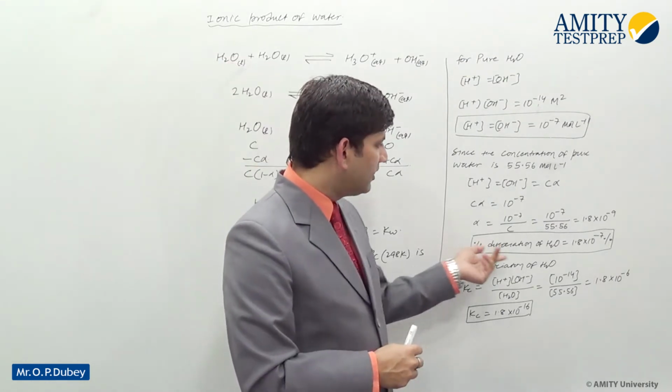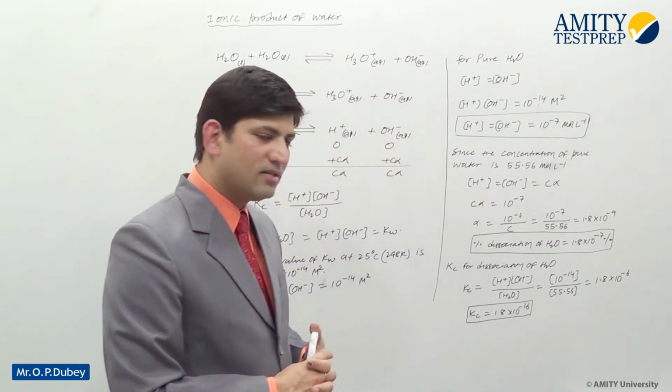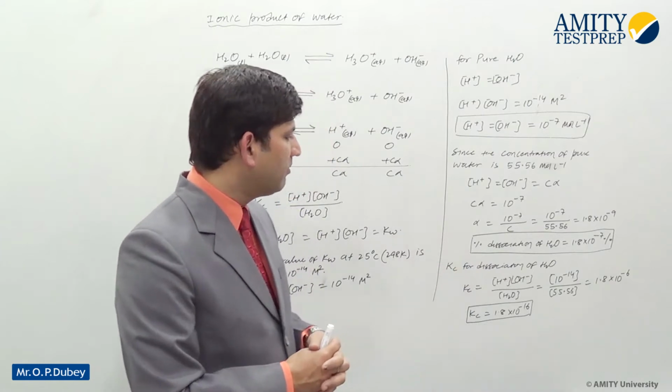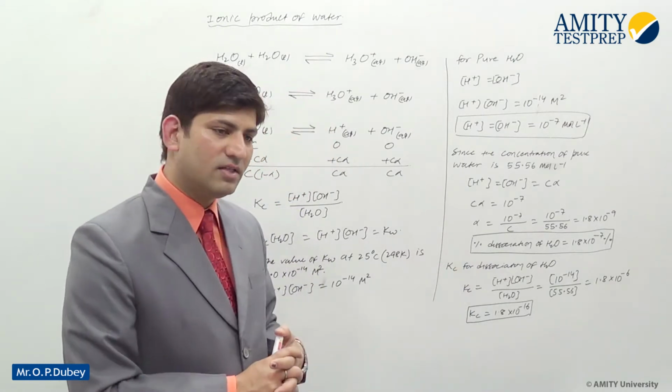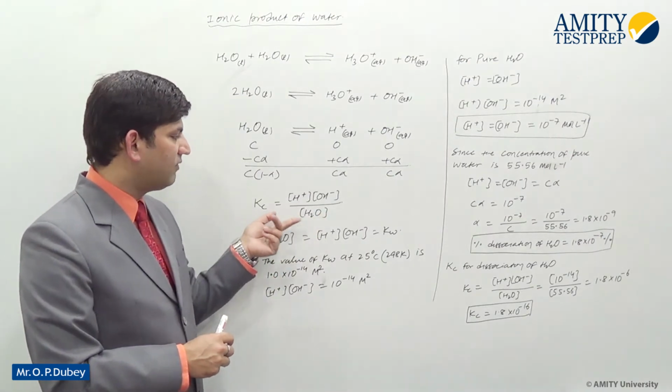Percentage dissociation, you can see, is 1.8 × 10^-7%. Now the calculation of the Kc, the equilibrium constant for the dissociation of water. From here we can calculate the dissociation constant of the water.